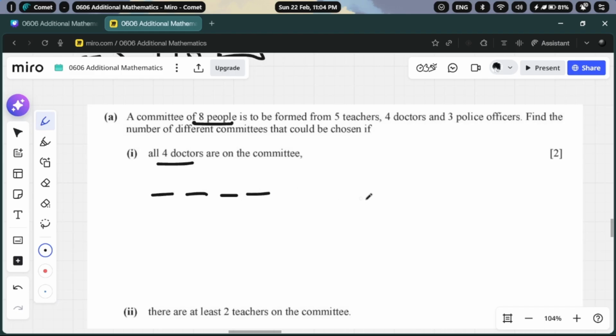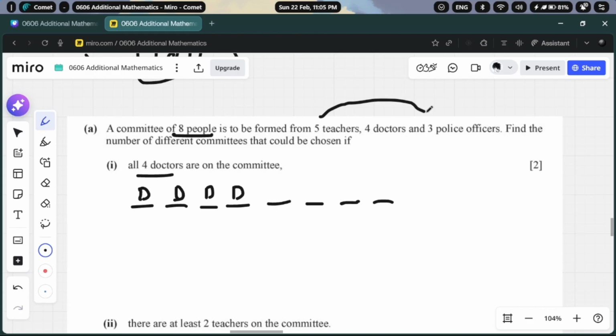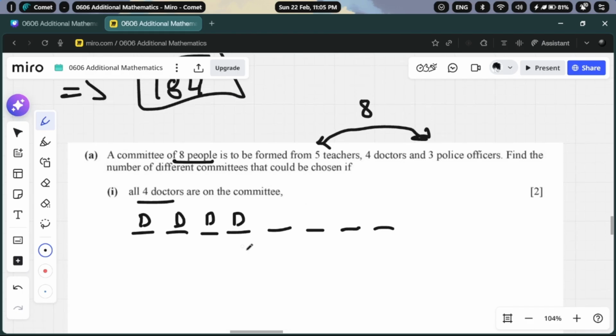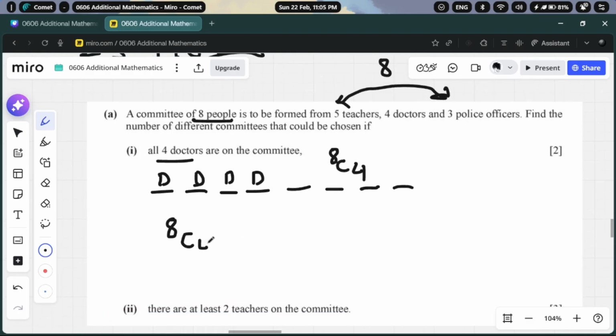Let me just make a rough diagram of this. Keep in mind that since you're choosing, the order won't matter for this. So doctor, doctor, doctor, doctor. Now you're left with 5 plus 3, which would be 8 people to choose from, and you just have to choose 4 places for them. So it would just be 8C4. Now 8C4 would be equal to 70.